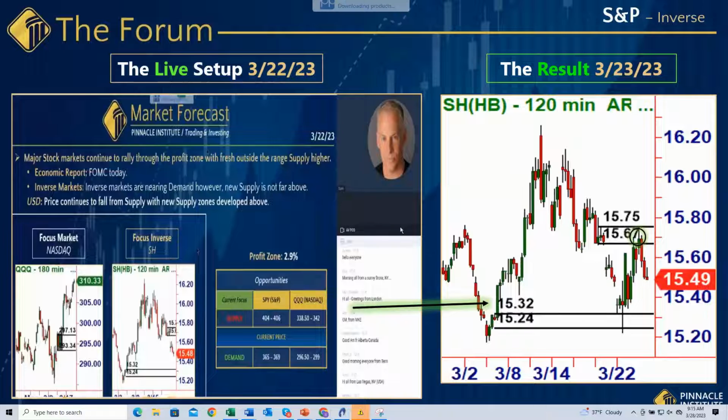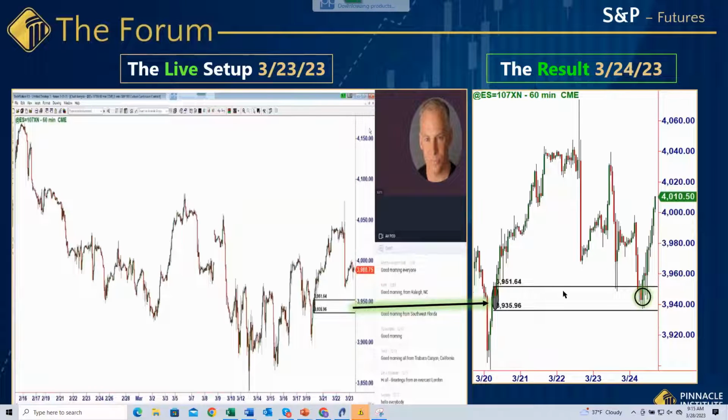So now this is just last week. This is the prep screen we share with our members every morning before we get into the live markets. Here we had an inverse supply zone, with a stock market demand zone, inverse supply zone here. Now you can see last week price comes into the inverse supply zone and falls, which lined up perfectly with our inside the range demand zone.